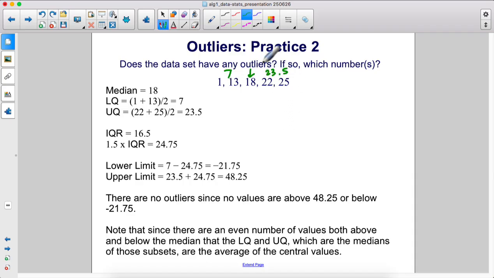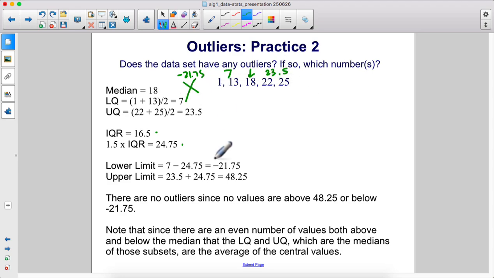The interquartile range is 23.5 minus 7, which is 16.5. Multiply that by 1.5 to get 24.75. Therefore, we subtract 24.75 from our lower quartile to get negative 21.75. Are there numbers in our data set less than that? No, so there are no outliers to the left.